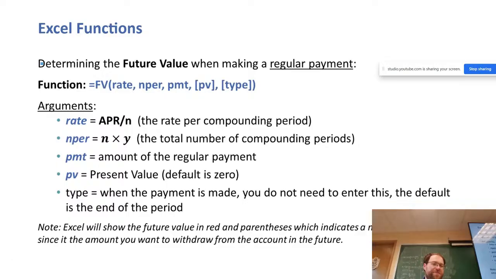PV is present value, and the type is when the payment is made. Generally, you don't have to enter anything for that. What it means, though, is do you pay it at the start of when it compounds or when it ends? So if it was compounding monthly, it would be, do you pay it at the start of the month or at the end of the month? Start, typically. But depending on when you do, that's what would go in for the type there.